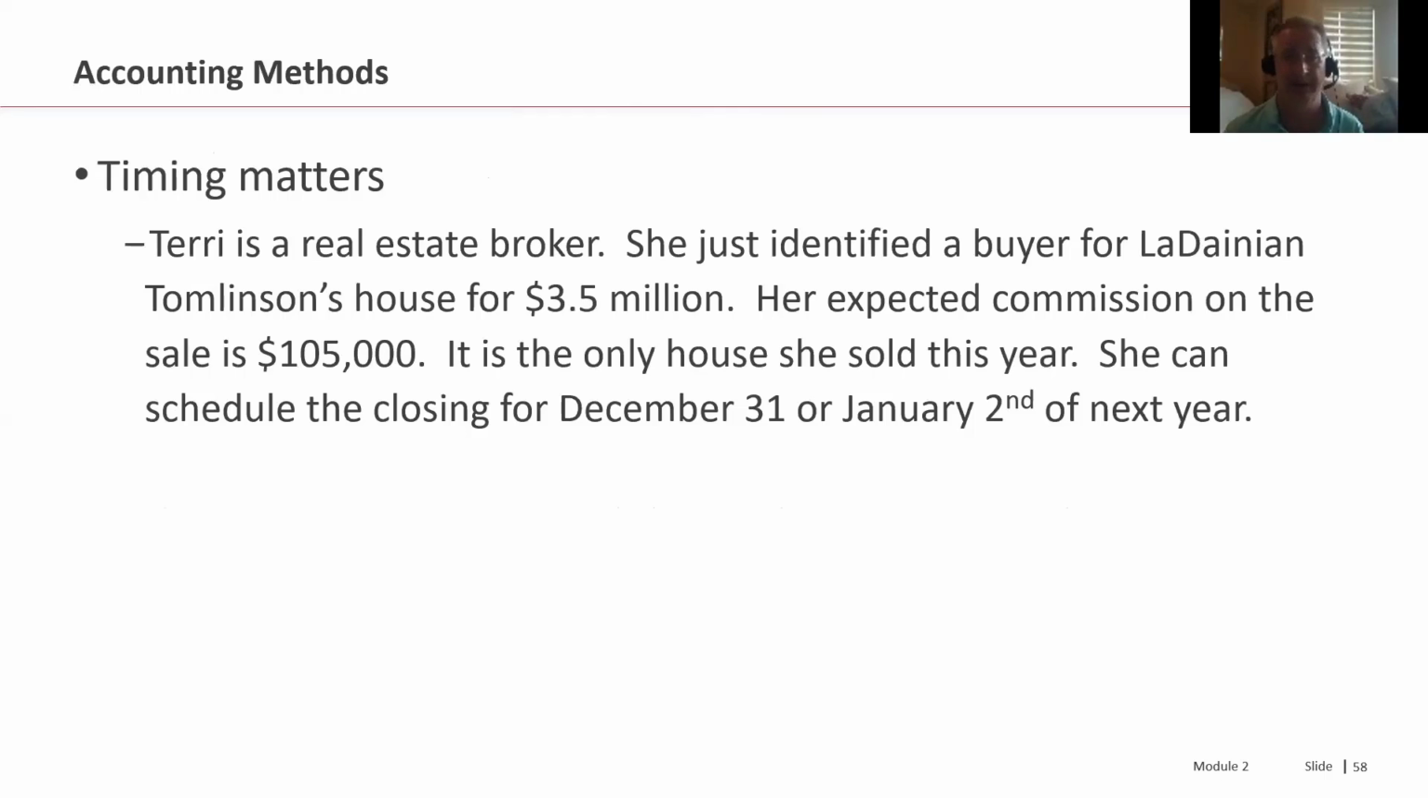Terry's a real estate broker. She just identified a buyer for LaDainian Tomlinson's house who's going to pay $3.5 million. Her expected commission on that sale is $105,000, and it's going to be the only house she sells this year. So the question is, should she schedule the closing for December 31st of this year, or maybe January 2nd of next year? And we know from the timing variable that if she defers it for just a couple days, she doesn't have to pay tax for a whole other year, right? So timing matters, and her ability to control that timing is at play here.